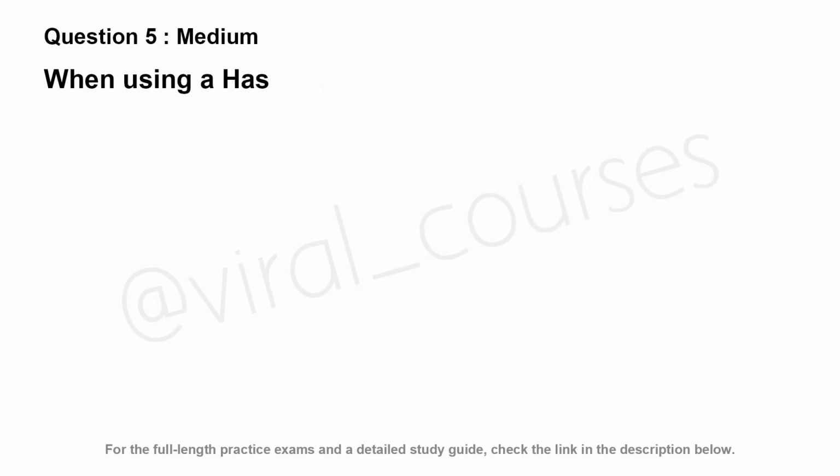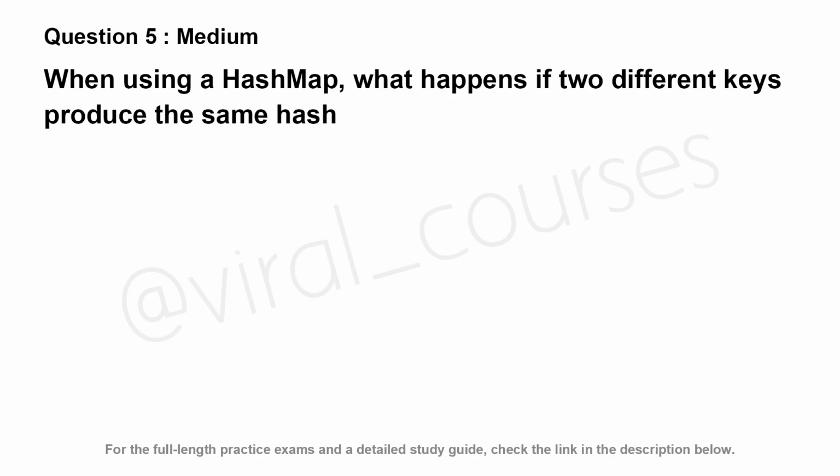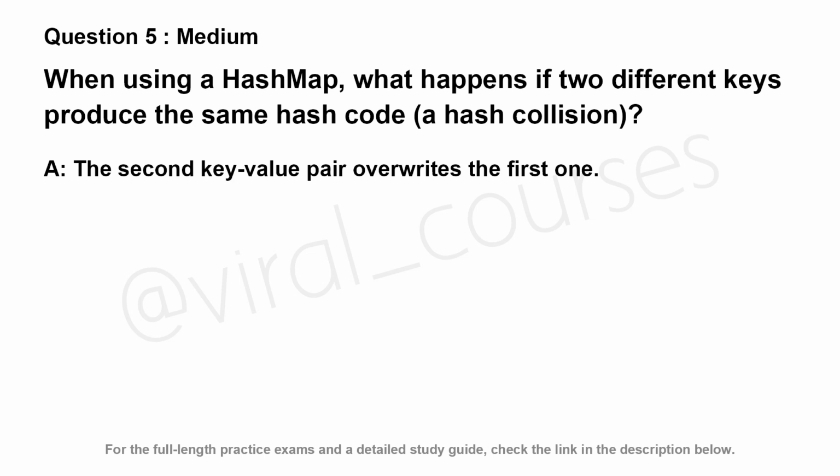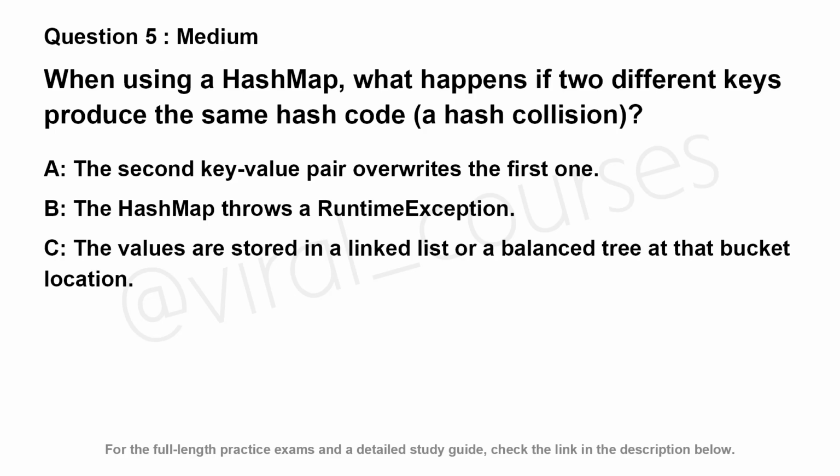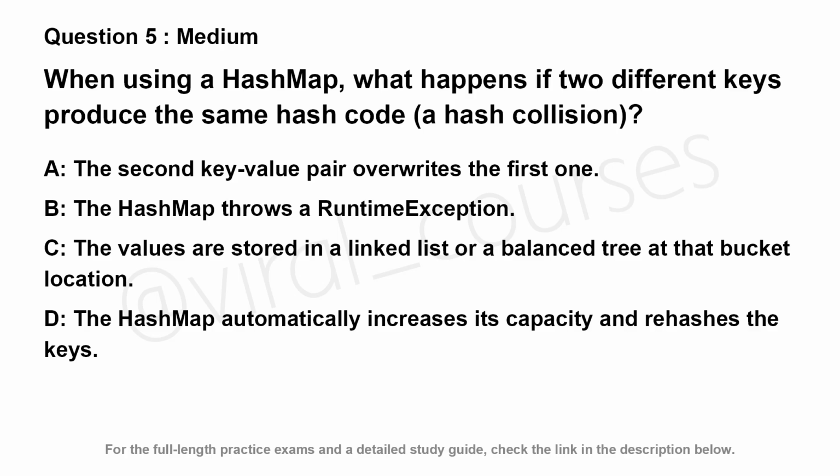When using a HashMap, what happens if two different keys produce the same hash code? A hash collision. Option A. The second key value pair overwrites the first one. Option B. The HashMap throws a runtime exception. Option C. The values are stored in a linked list or a balanced tree at that bucket location. Option D. The HashMap automatically increases its capacity and rehashes the keys.